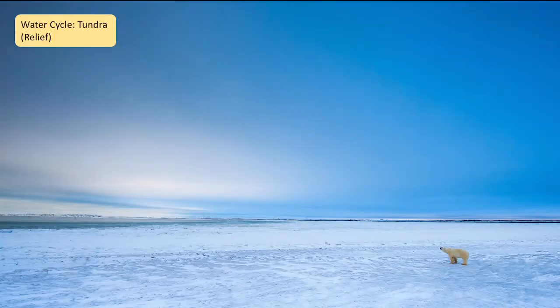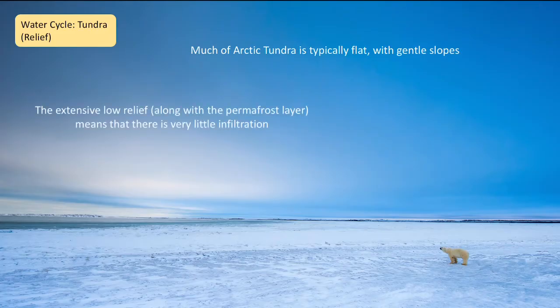Last thing to consider with all these physical factors is that much of the tundra is very, very flat. We get very uniform relief. There are some areas with gentle slopes. There would also be some areas in the lower Arctic where it would be more like forest and have some slopes. But because most of it is this low relief and we have this permafrost layer, again, this aids the fact that there's little infiltration.